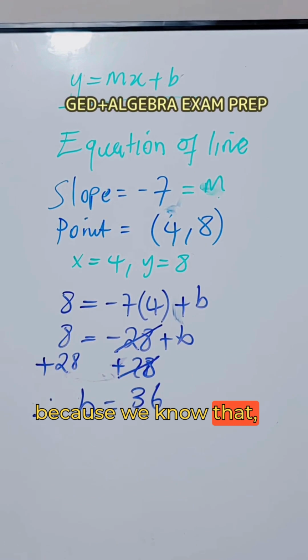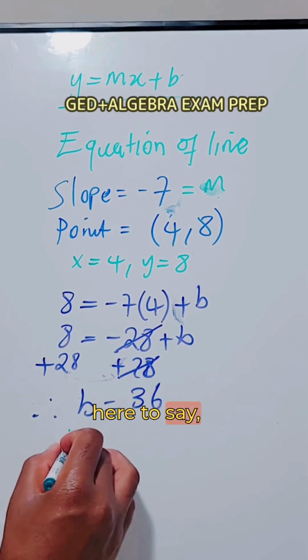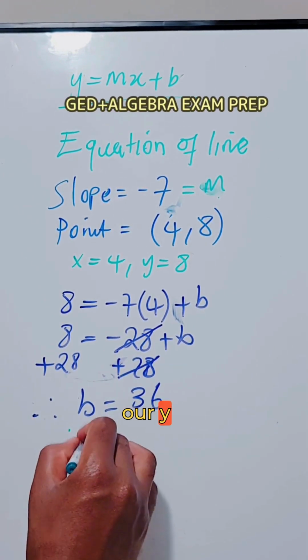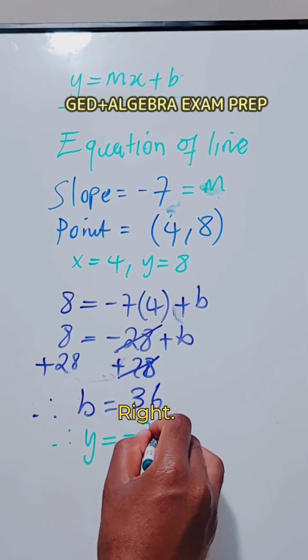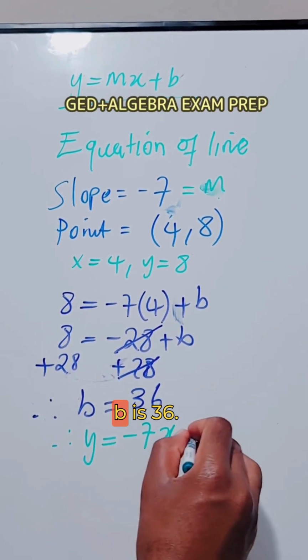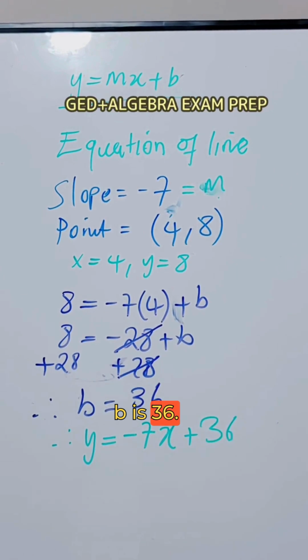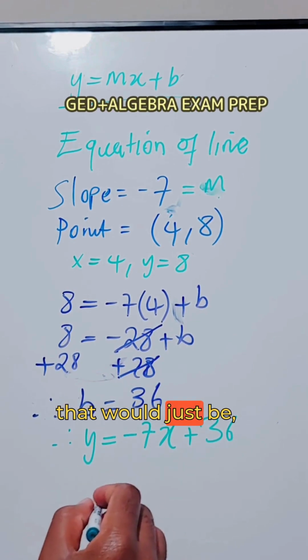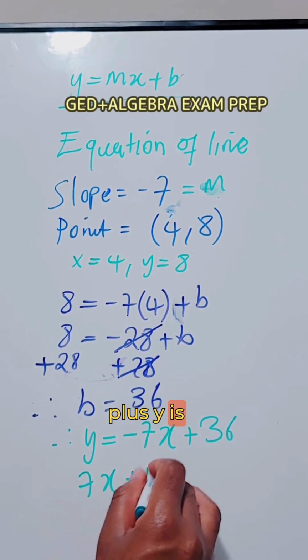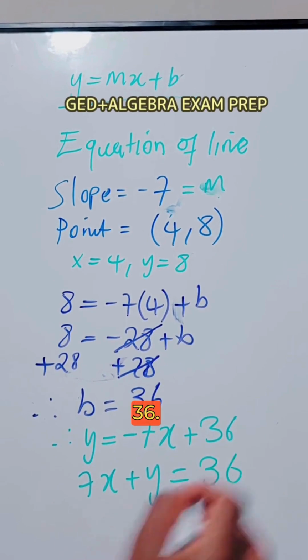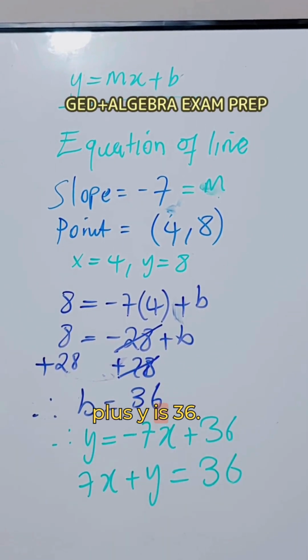So because we know that, then we can just conclude to say our y will be equal to, the slope is negative 7, x, then b is 36. So 36 just remains like that. So that's the end, right? If you want to write it maybe in standard form, that would just be 7x plus y is 36. Okay, 7x plus y is 36.